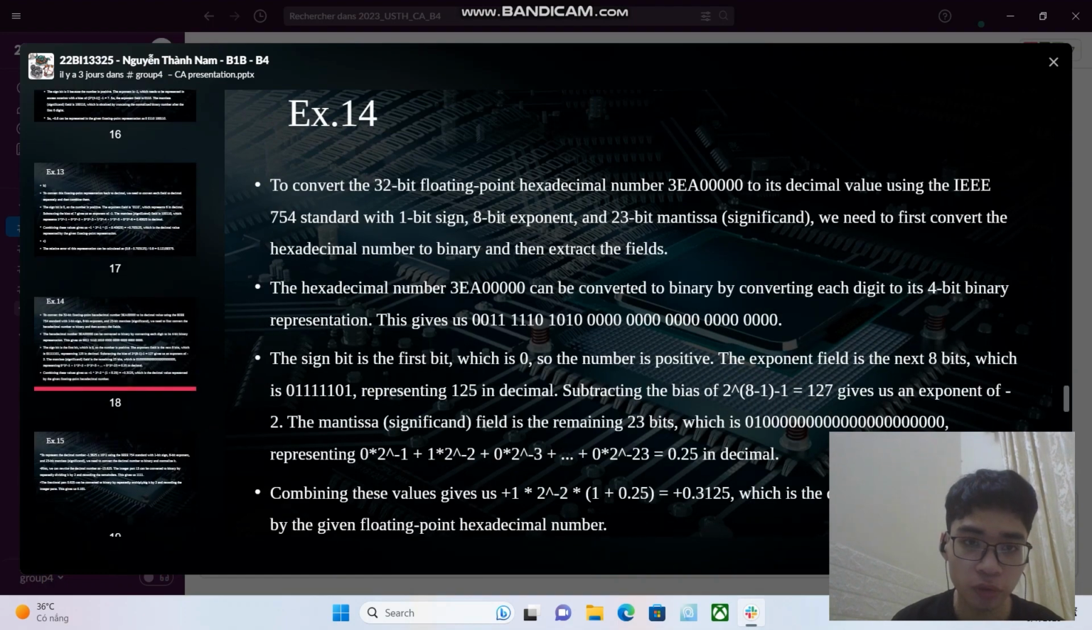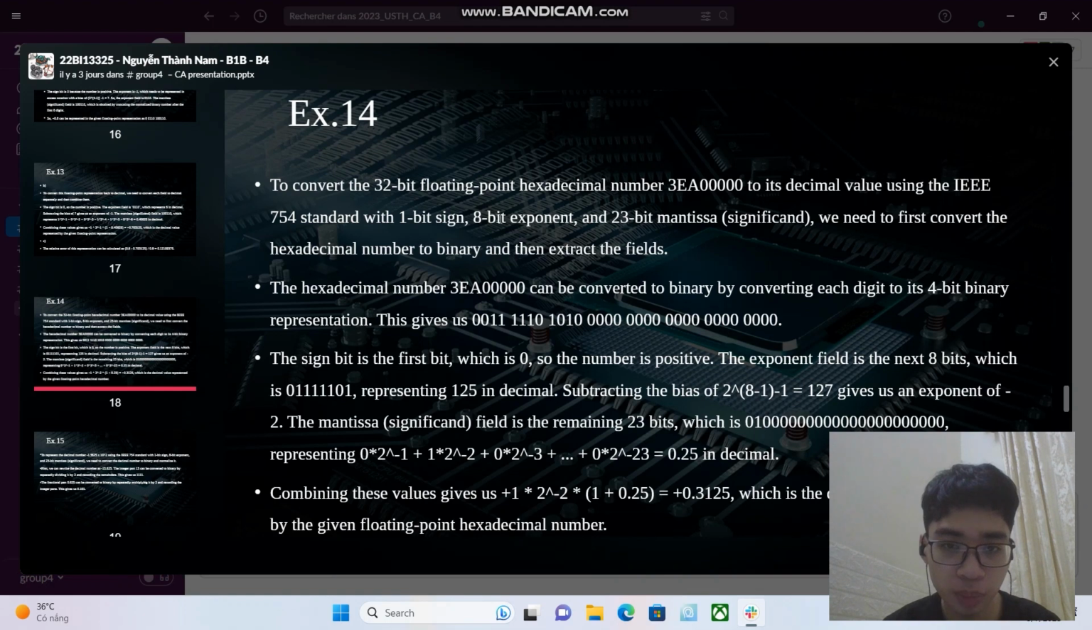Exercise 14. To convert the 32-bit floating point hexadecimal number 3EA00000 to its decimal value using the IEEE 754 standard with 1 bit sign, 8 bit exponent, and 23 bit mantissa, we need to first convert the hexadecimal number to binary and then extract the fields.